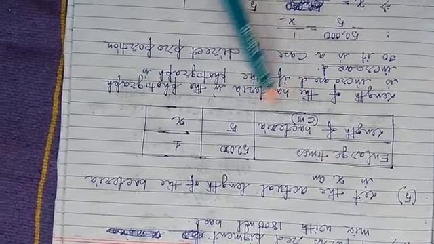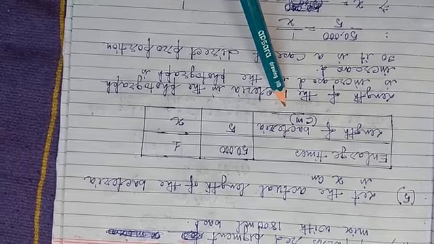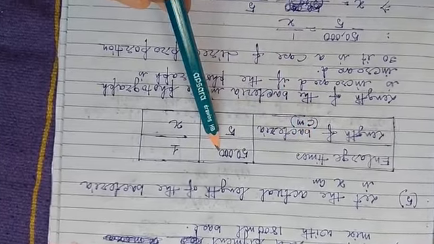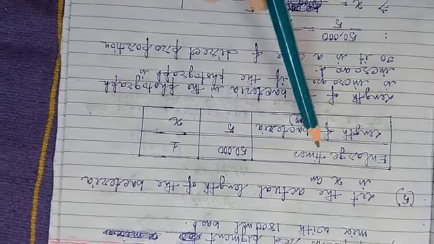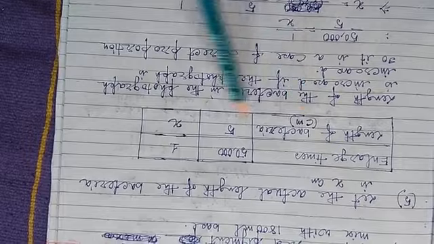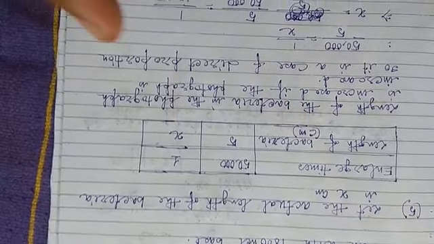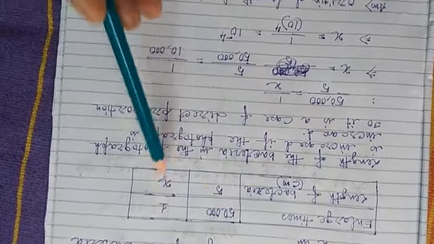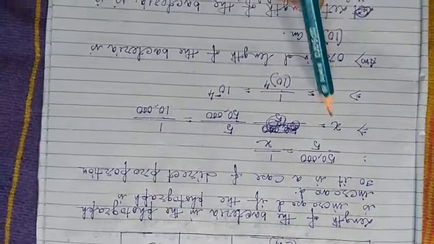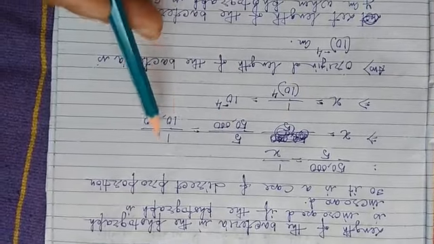So this is the table, enlarged time and length of the bacteria. When the photograph is enlarged 50,000 times, then length of the bacteria is 5 cm. So when the enlarged time is 1, then the original length of the bacteria is x. So length of the bacteria in the photograph increases if the enlargement increases. So it is a case of direct proportion. So these two variables are in direct proportion, therefore 50,000 by 5 equal to 1 by x. So from this relation, x equal to 5 by 50,000 equal to 1 by 10,000.